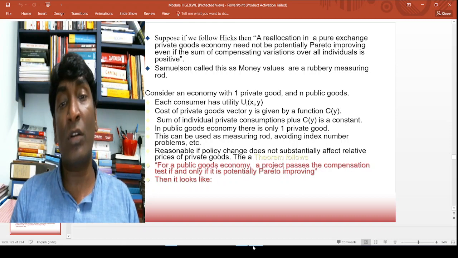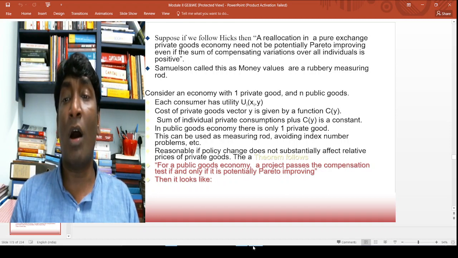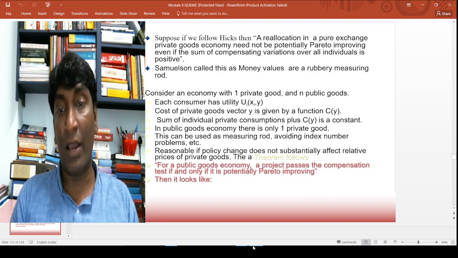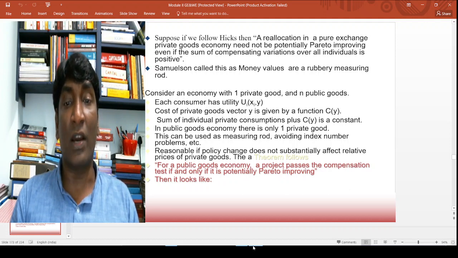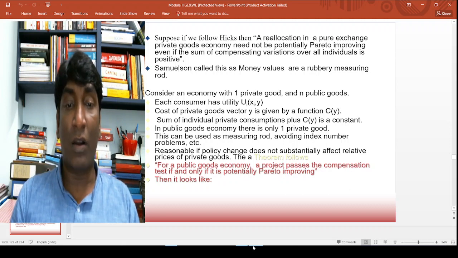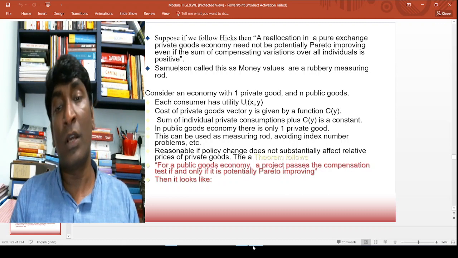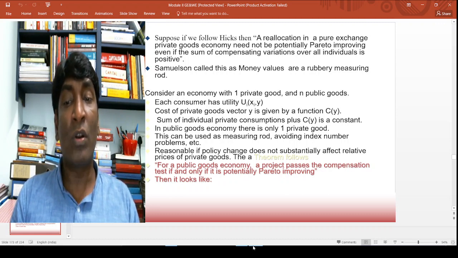So Samuelson called this a money value or a rubber measuring rod in that sense. Considering an economy with one private good and n public goods, each consumer has a utility of U_i(x, y). The cost of the private good vector, which is normally y, is given by the function c(y). The sum of the individual private consumption is a constant, and in a public good economy there is only one private good.